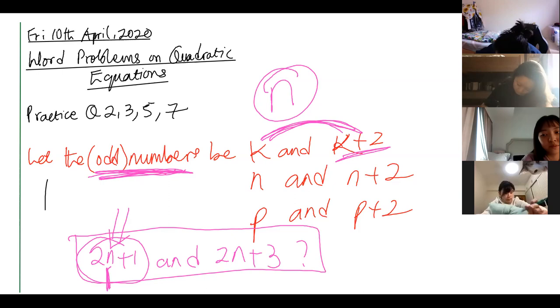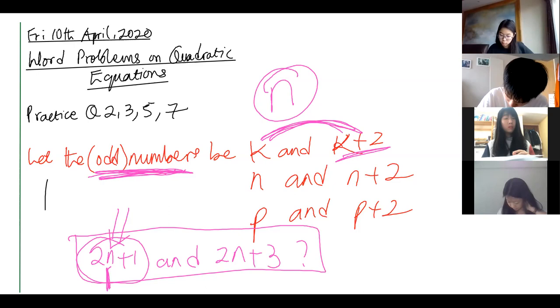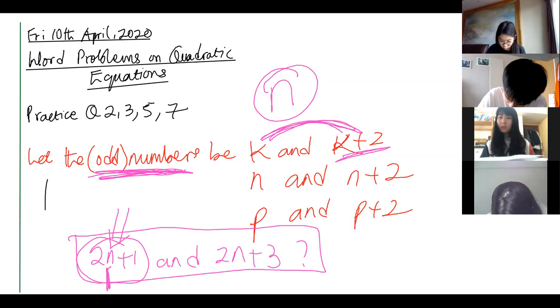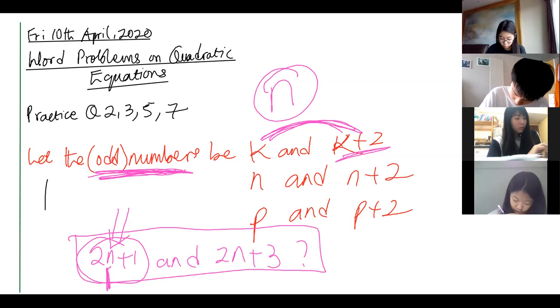Because the question says find the width, and you already said let the width be x. So once you get your x, that's the end of the story. You don't have to get y. And next time, instead of saying let the length be y equals x plus 4, let the width be x, then the length is x plus 4. You don't have to call it y. You don't have to bring in another variable. Then you can leave it in short form next time. Okay?